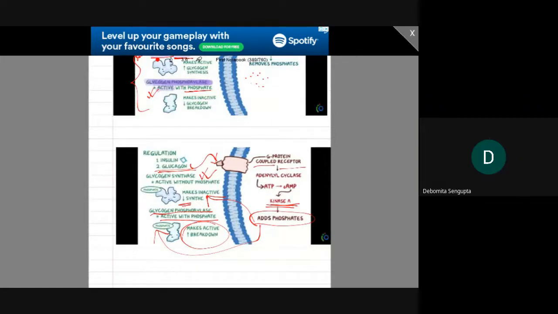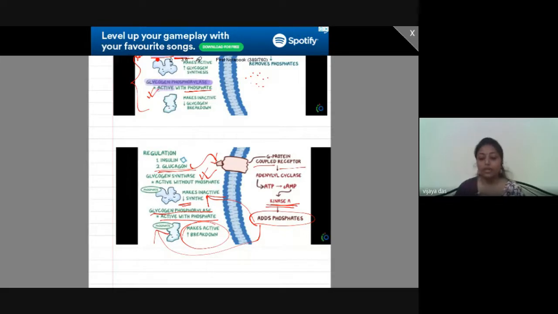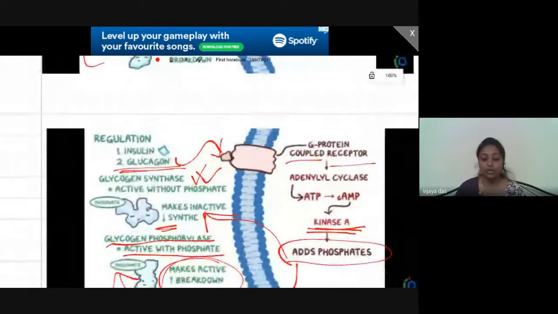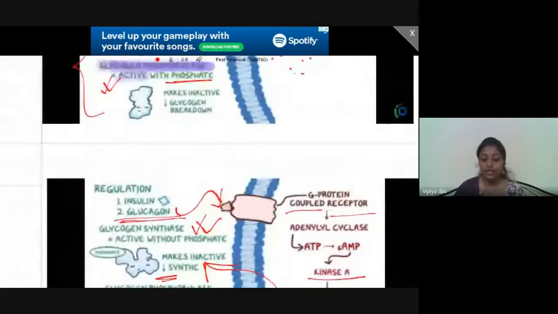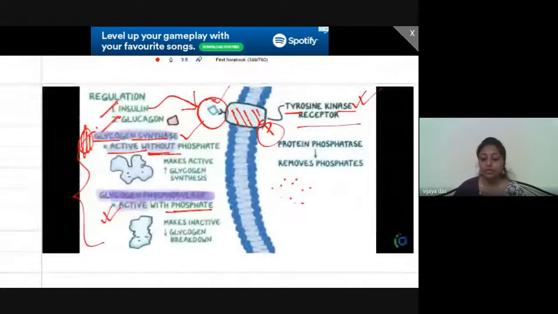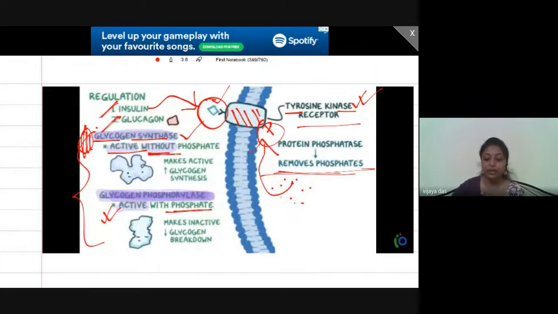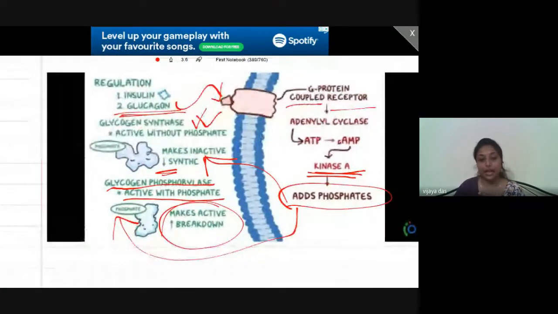But ma'am, addition of phosphate is occurring in both the cases. No. Addition of phosphate is occurring with the help of glucagon in the second case. In the first case, the phosphate was removed. You see, phosphate is getting removed from the enzyme. It is going and binding to the receptor. The receptor is taking away the phosphate. So in this case, the phosphate is getting removed, and here the phosphate is getting added.